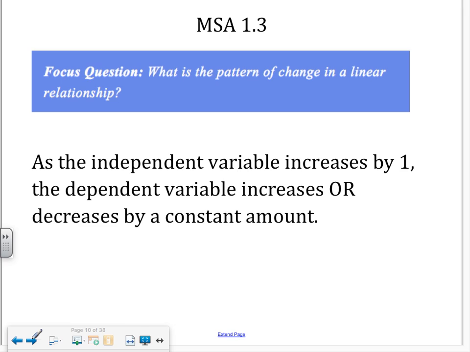1.3, what is the pattern of change in a linear relationship? Getting repetitive, but as the independent variable increases by 1, the dependent variable increases or decreases by a constant amount.